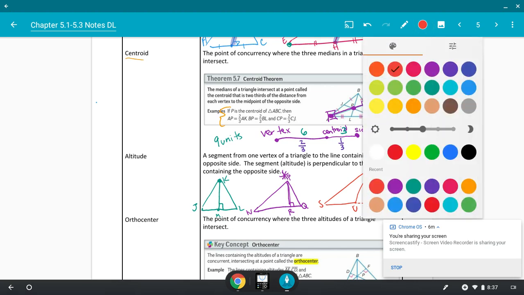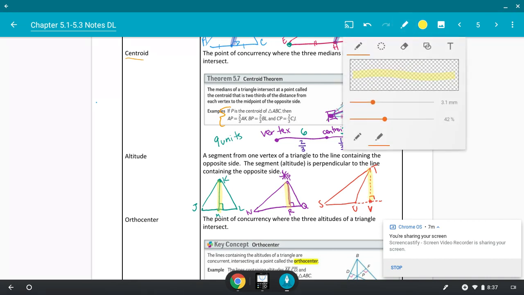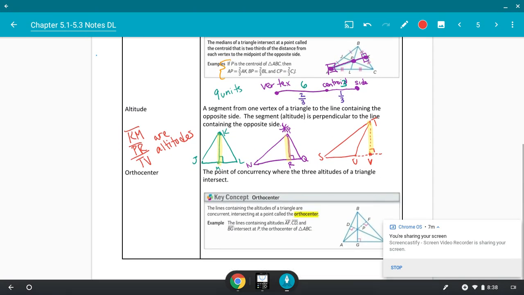So KM, PR, and TV are altitudes. So with altitudes, when those 3 cross, they are called the orthocenter. So the orthocenter is when 3 altitudes cross.